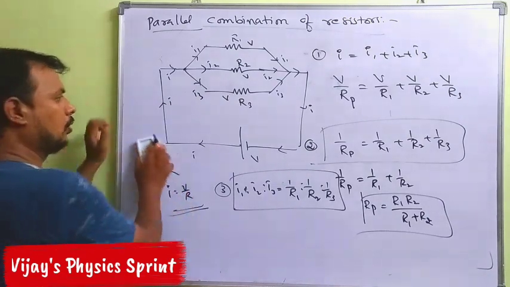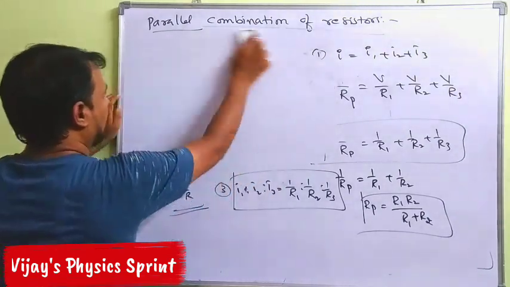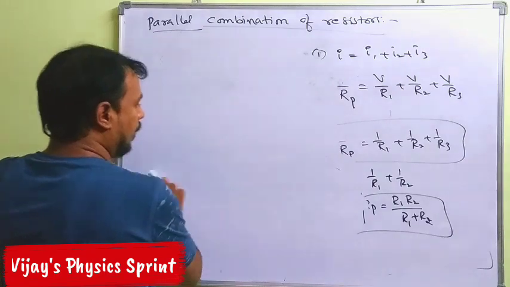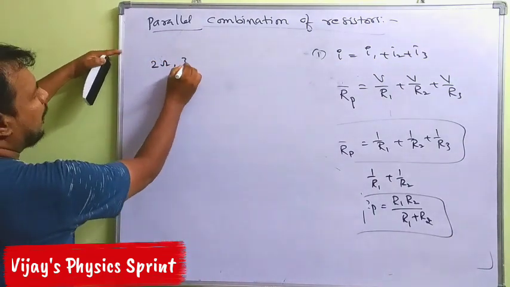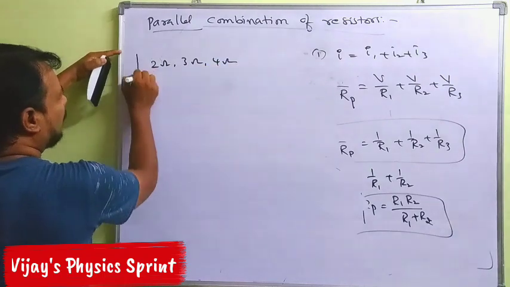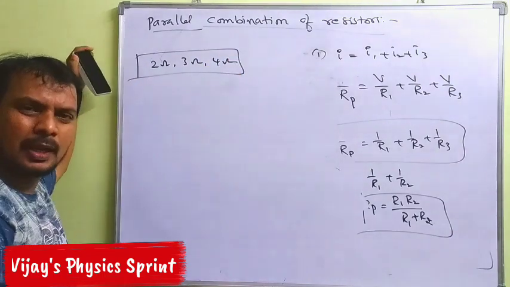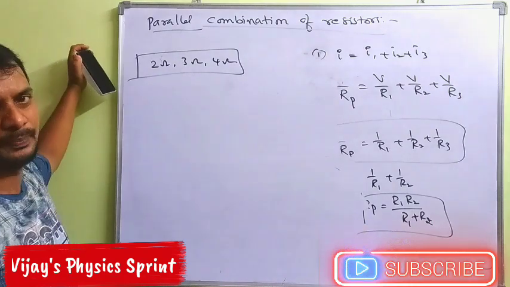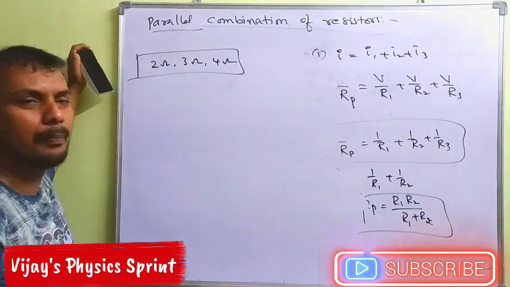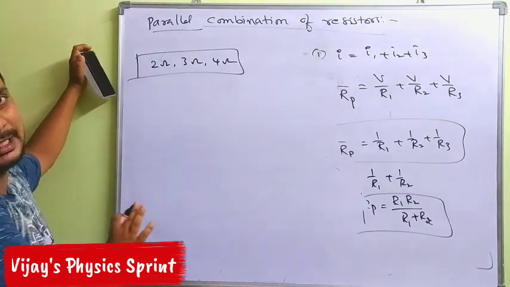How does the question come in the examination? See, three resistors are mentioned. For example, 2 ohm, 3 ohm, 4 ohm. Three resistors are given, and how many possible combinations are there? How many combinations are possible with given resistors?